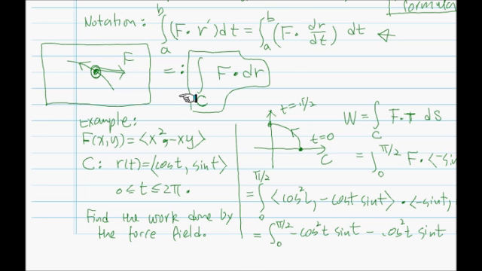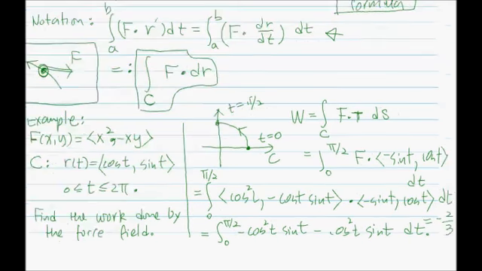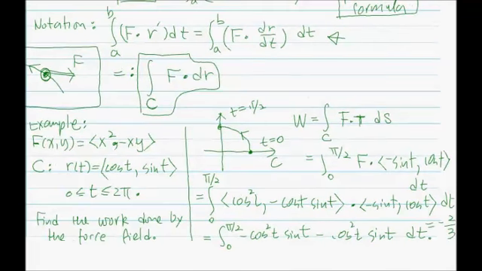So the true meaning of this calculation is again the work contribution of the force field, the vector field F, along the path C. So that's a way to interpret this calculation.